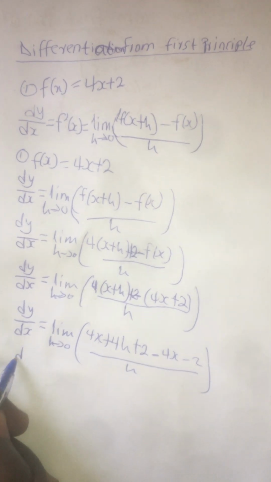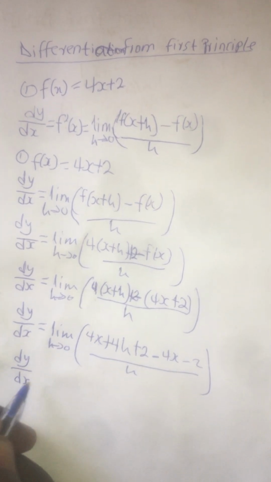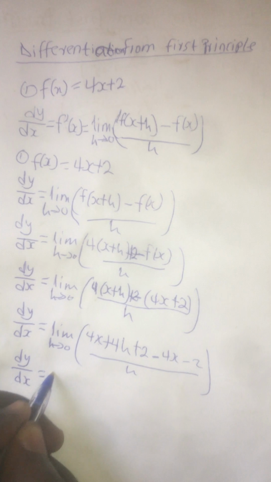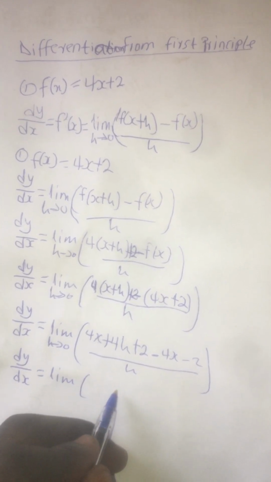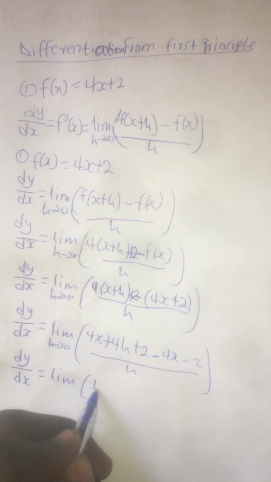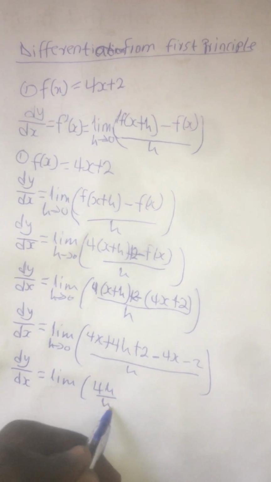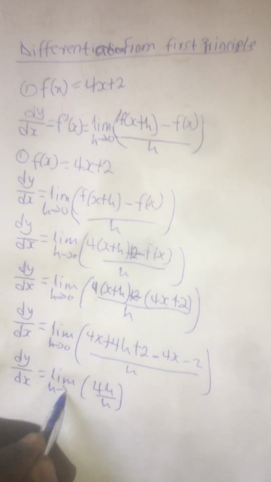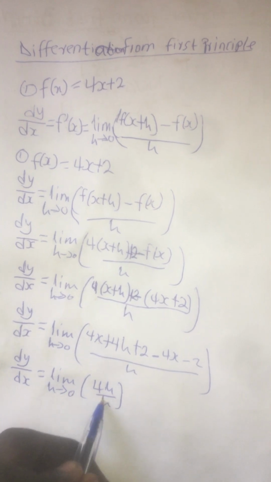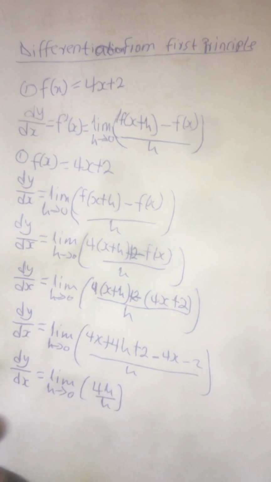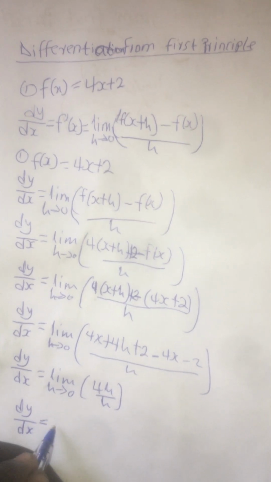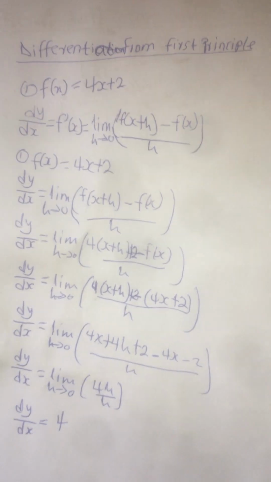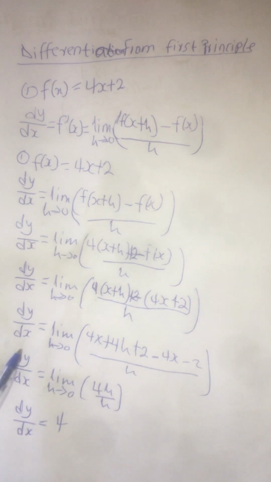Therefore our dy over dx will be equal to the limit of 4h all over h as h approaches 0. Remember, h will cancel h, leaving only 4. Therefore dy over dx will be equal to 4. All right, so that's our answer. That's from first principle.